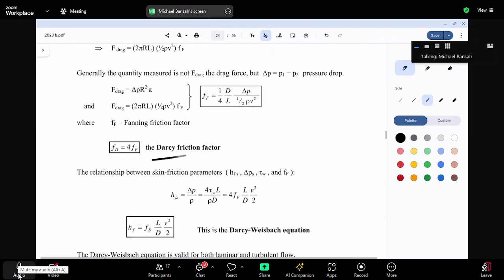Note this relation: FD equal to 4F. There is one called Darcy's friction factor. The other is called Fanning friction factor. Fanning friction factor.